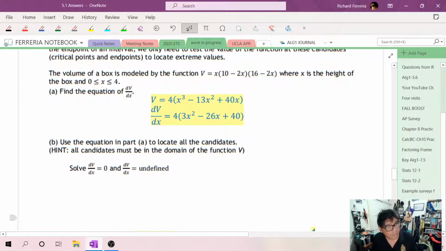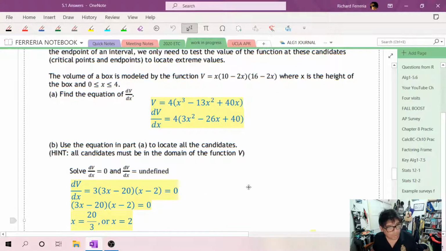Next part, we're going to use the equation in part A to locate all the candidates. Now remember, there are two things here. The candidate is the place where the derivative is equal to 0, or if the derivative is undefined. Now, the derivative is undefined. That means those are places where the denominator of the derivative is equal to 0. And we'll certainly take a look at those also.